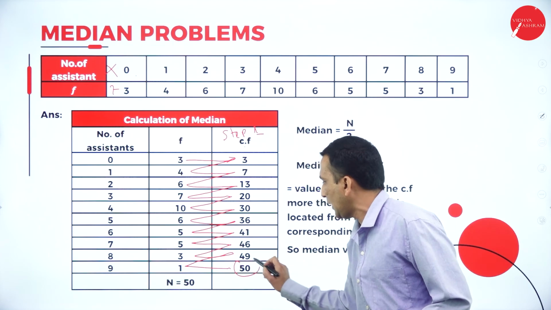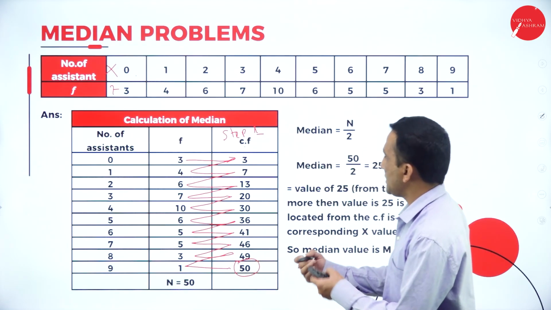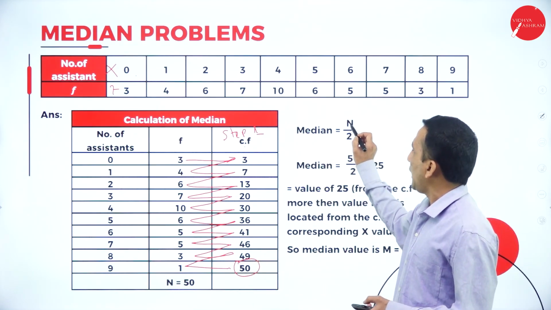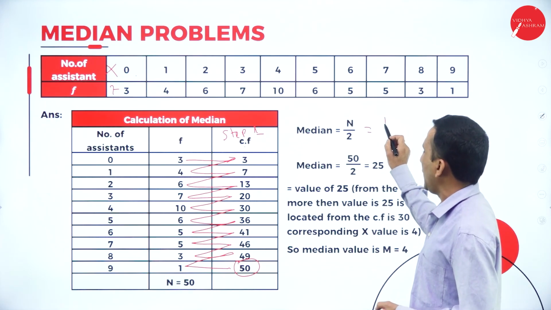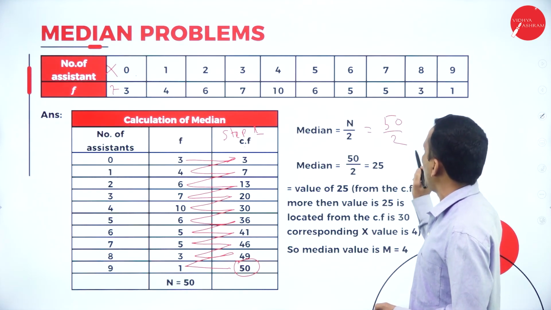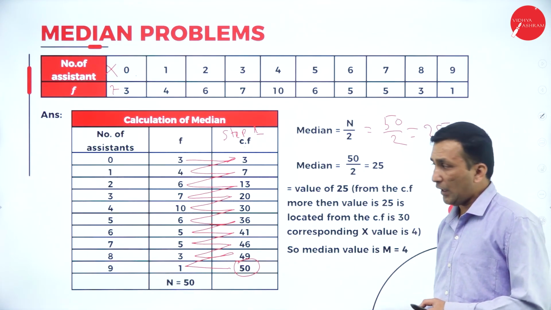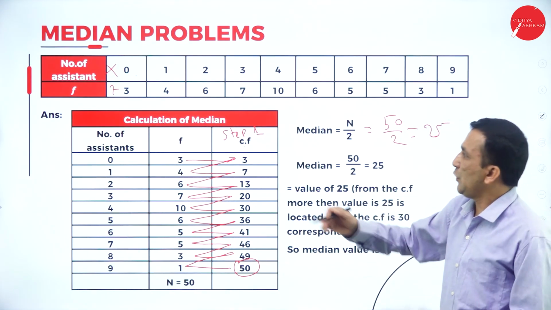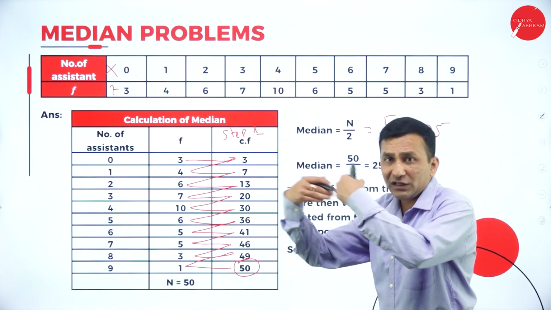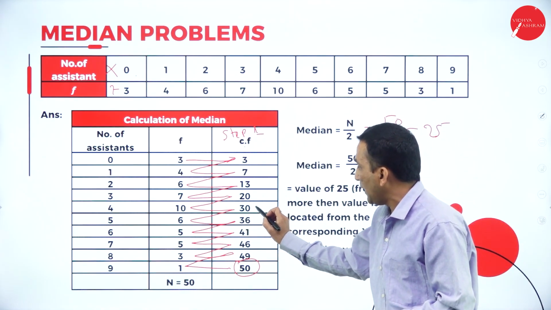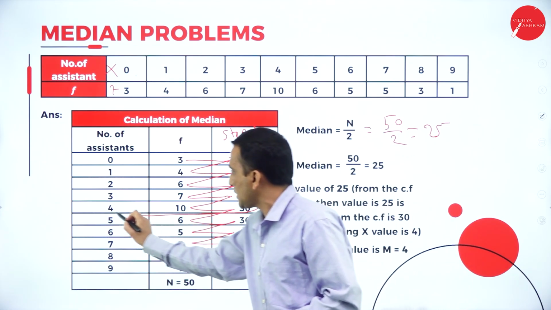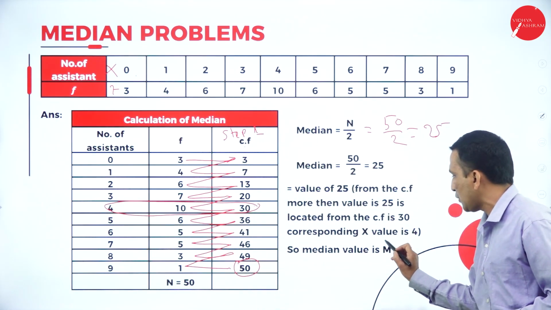The 50 is what we get as the last cumulative frequency. Second step, apply the formula n by 2. In place of n we write 50 divided by 2. Now 50 divided by 2, simplified, we get 25. Now you have to look in the cumulative frequency for the value more than 25. More than 25, where exactly? Which class? In this case also the median is 4.